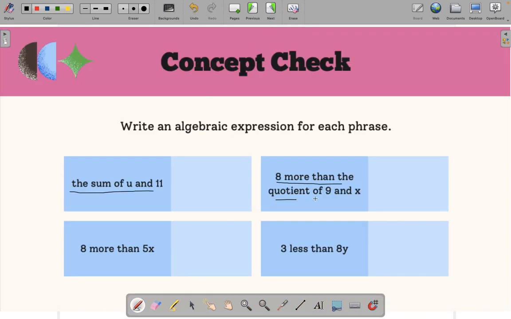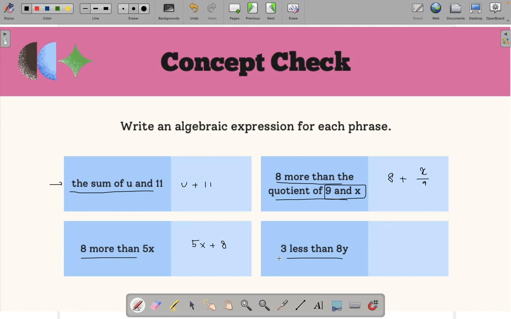Okay, we have these 4 questions. The first question says the sum of u and 11. What will be the algebraic expression for this? Yeah, very good, it will be u plus 11. 8 more than 5x: yeah, 5x plus 8. Then you have 8 more than the quotient of 9 and x. Usually the pattern is that when you write quotient of 9 and x, it becomes x upon 9, and then you just have to add 8. So 8 plus x upon 9.